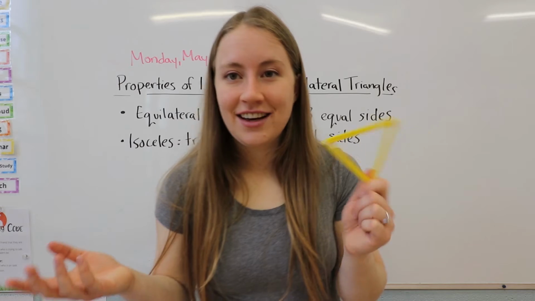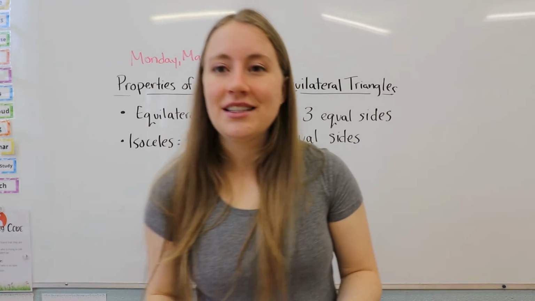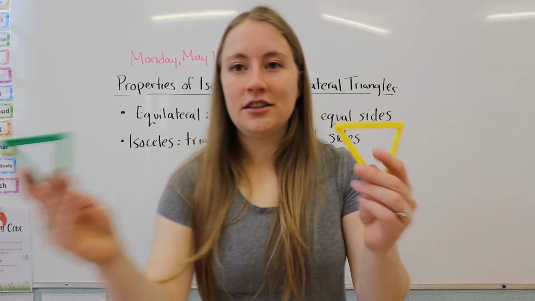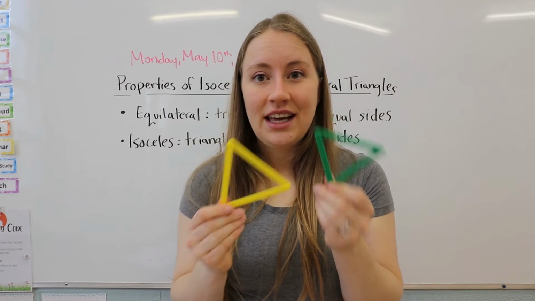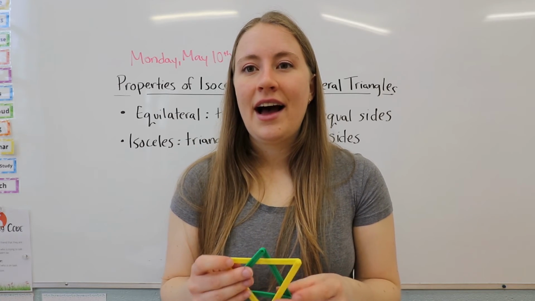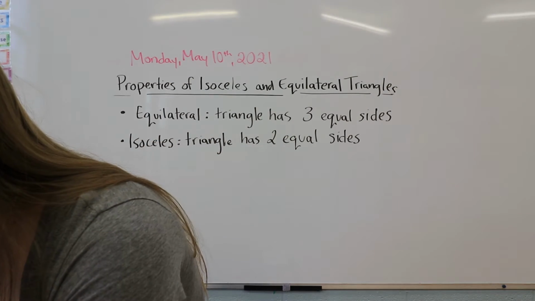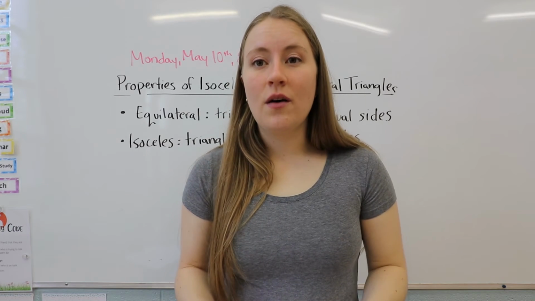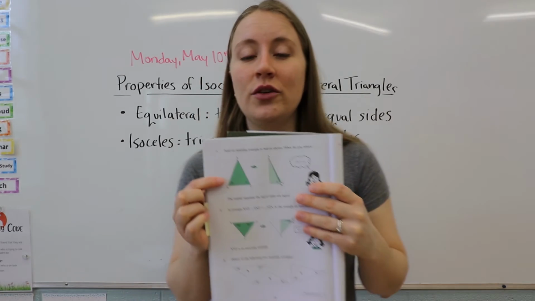Okay, so we can make isosceles and equilateral triangles with these fun things. And I want you to spend time today making isosceles and equilateral triangles using these pieces that I've given you and measuring the angles to see what they are, okay? So you can do that a little bit more after this video is finished. But for now, I want you to flip to page 62.